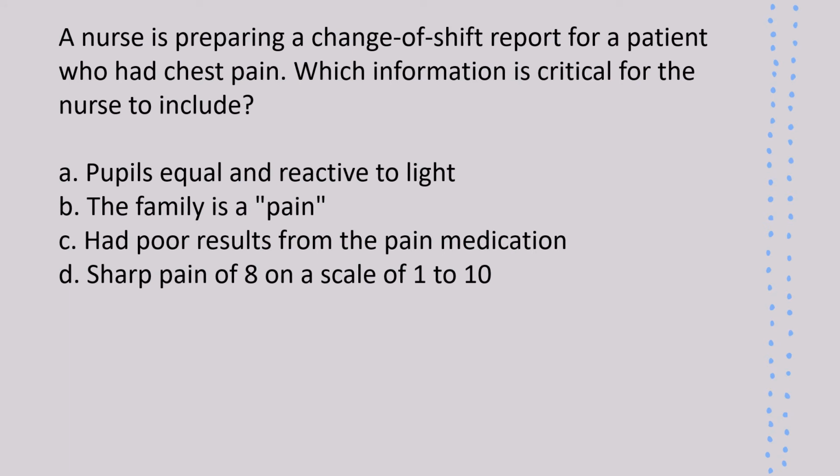A nurse is preparing a change of shift report for a patient who had chest pain. Which information is critical for the nurse to include? A. Pupils equal and reactive to light. B. The family is a pain. C. Had poor results from the pain medication. D. Sharp pain of 8 on a scale of 1 to 10.